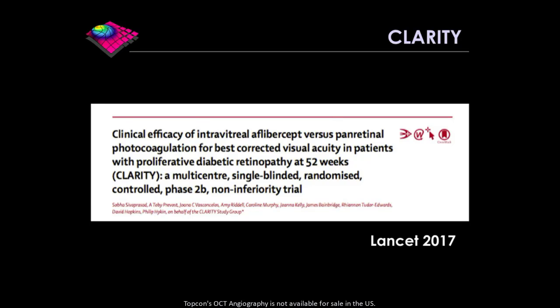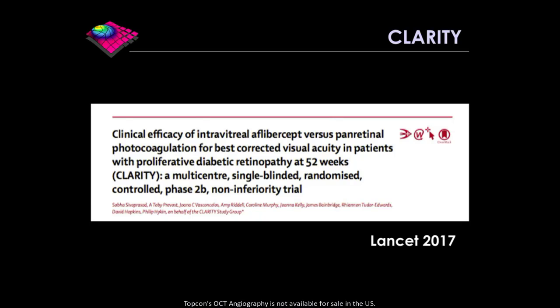If we're entering an era where increasingly we're going to use anti-VEGF in combination with panretinal photocoagulation for our proliferative diabetic retinopathy cases, maybe we should be using OCT and OCTA to have a better, more objective, more quantitative way to monitor treatment response.